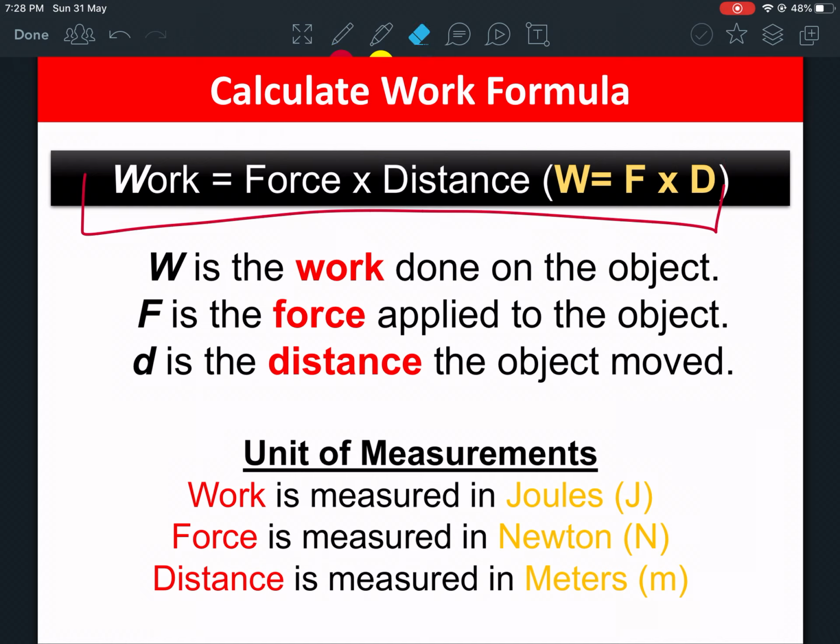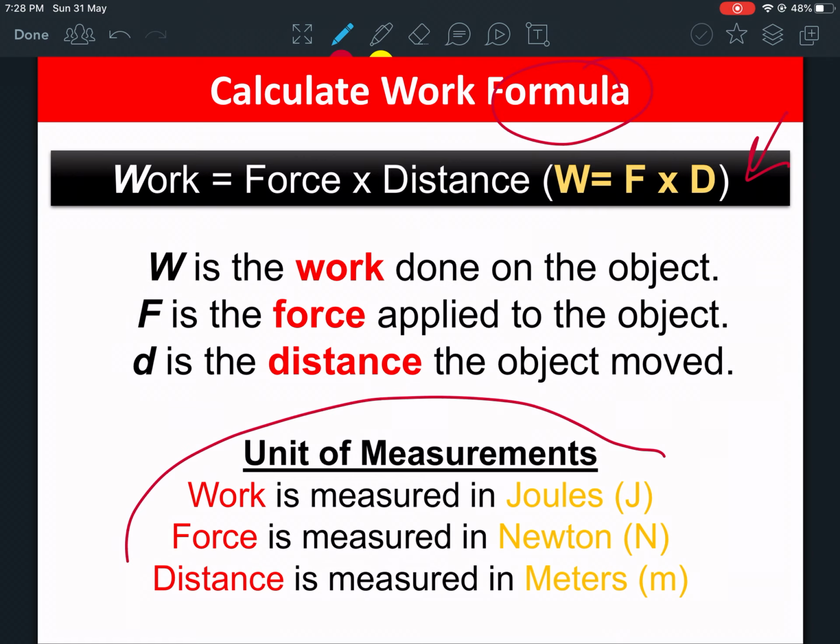If you just open this slide here in the PowerPoint and take the answers from here, you will take the full mark. So this is the work formula, and these are the units of measurement. Please take them from here, don't try to guess and write something wrong.